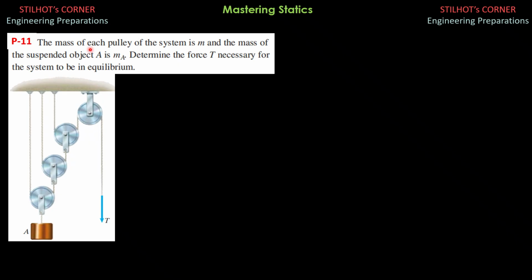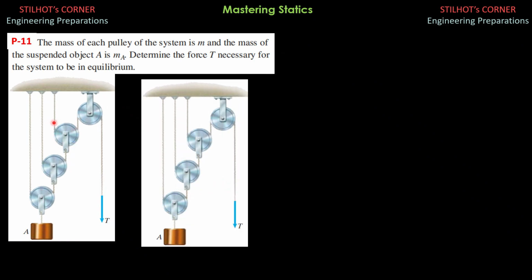Problem 11. The mass of each pulley of the system is m, and the mass of the suspended object is ma. Determine the force T necessary for the system to be in equilibrium. So this is the tension T. The tension on this side is also T. Here, T. Tension on this side is also T. So this is the FBD. So tension, as I said, here is T. That's T. T plus T upward equals 2T downward. So this is 2T upward again. So the tension here is 2T.